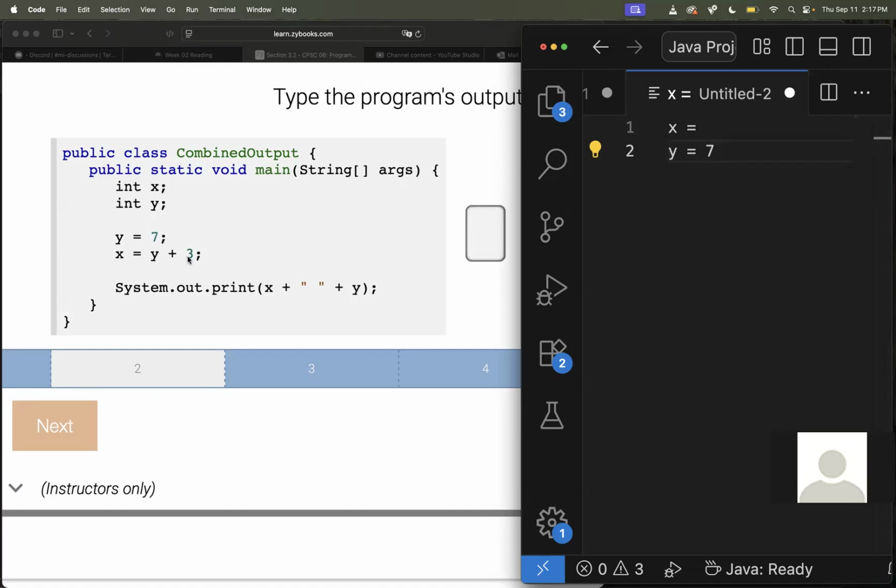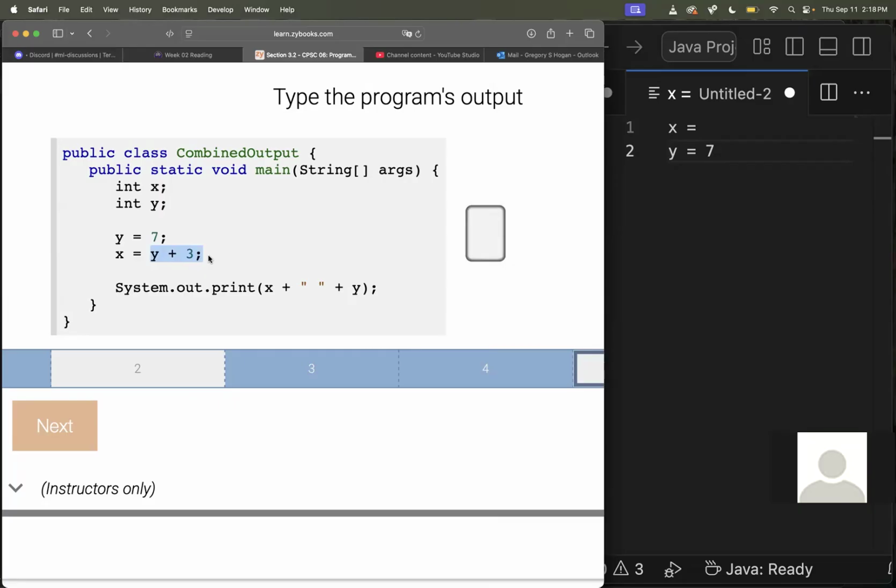Now you need to understand how this works. The right-hand side is going to be evaluated. So the part that I've just highlighted, y plus 3, is going to be evaluated and we're going to get a number there. Since y is 7 from the previous line, y plus 3 is going to be 7 plus 3. So 7 plus 3 is 10, and 10 will be stored in the variable x.